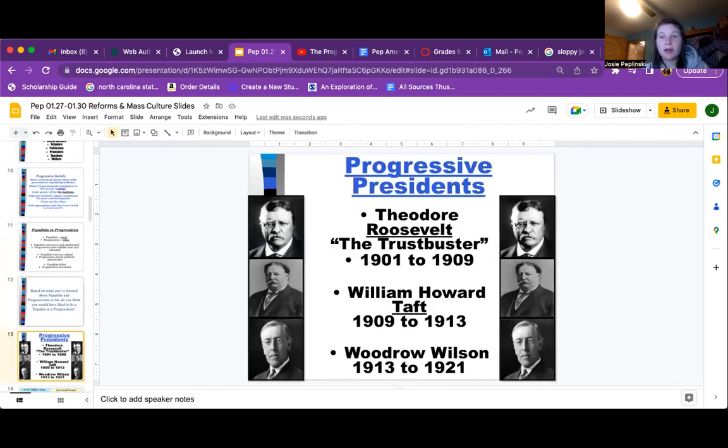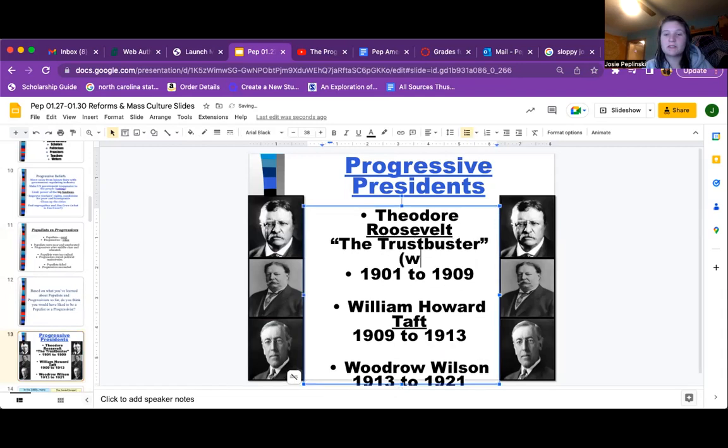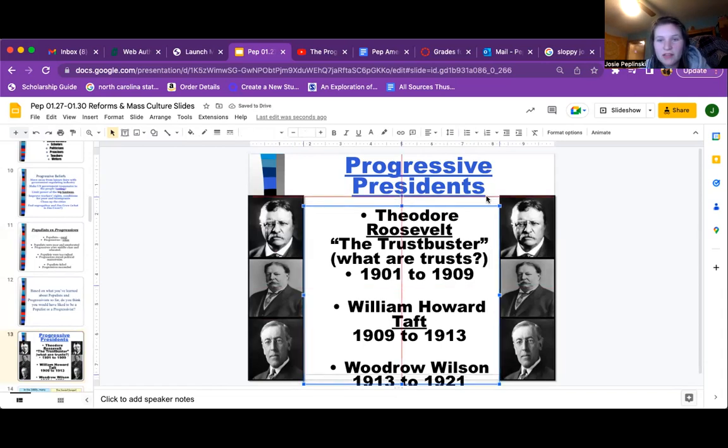These are the progressive presidents. This is what we're going to learn about after the midpoint quiz next time. But you absolutely have to know that these three people were the progressive presidents. Theodore Roosevelt, the trust buster. What are trusts? Those are monopolies. Those are big businesses. So if he's a trust buster, he's going to be putting regulations onto those trusts.